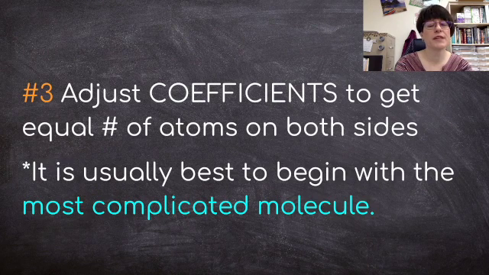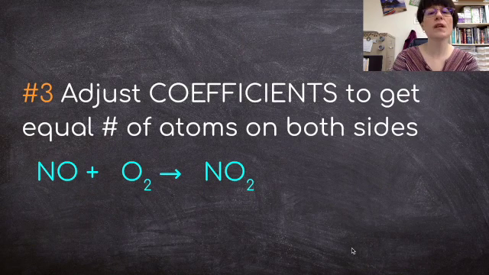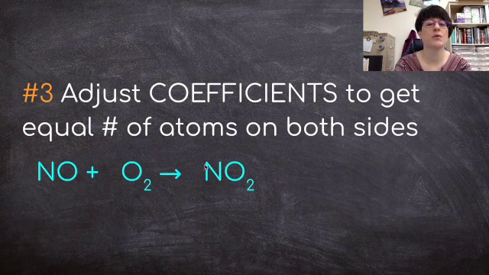Step number 3 is we adjust coefficients only to get equal numbers of atoms on both sides. We do not touch the subscripts. It is usually best to begin with the most complicated molecule. So when we look at our equation, do recopy it because we're going to be putting numbers in front, and leave enough space in front of each formula to write numbers. So we have our formula and it looks like this is the most complicated.